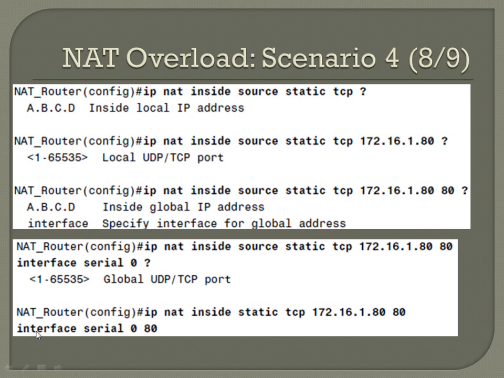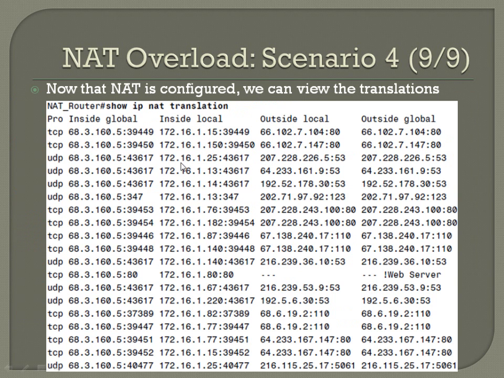Once that's done, you can view the translation table and confirm that it's definitely configured. So if you do a show IP NAT translation, man, you get a lot of translations in there. Anytime traffic's going from any of those hosts, you're going to get a new entry, and you can go through and see what each of those are. And you can also see that we've still got that static mapping for 172.16.1.80 to map everything to port 80.